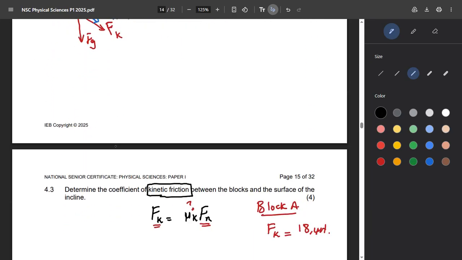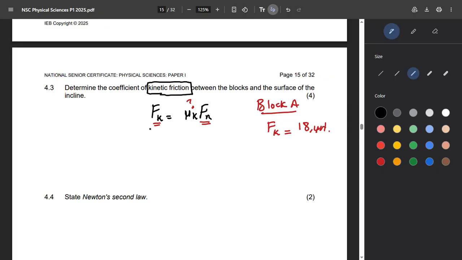So what I'm going to do, I'll come back to my equation and substitute and say my Fk will be UK times the normal force, which is Fg perpendicular. It's going to be Fg perpendicular, which gives us our Fk to be UK, then Fg, that's mg cos of theta. Now we can substitute and solve for the coefficient.